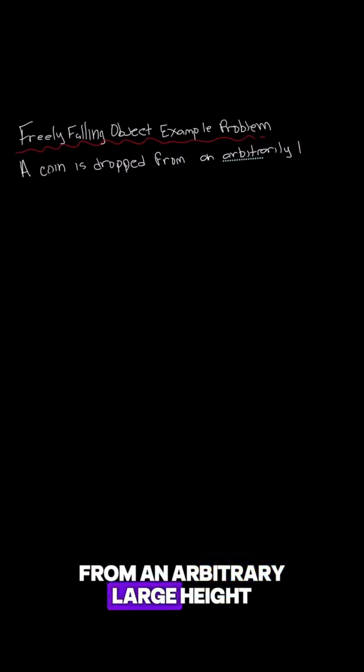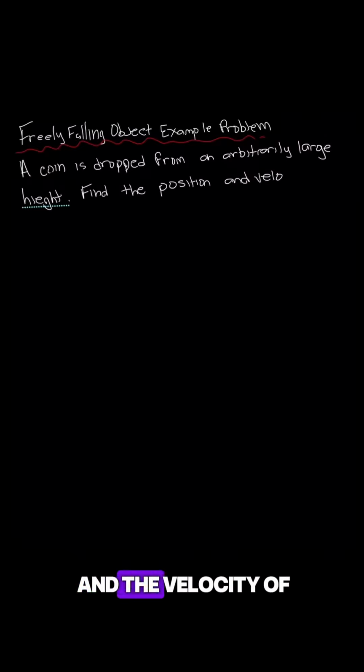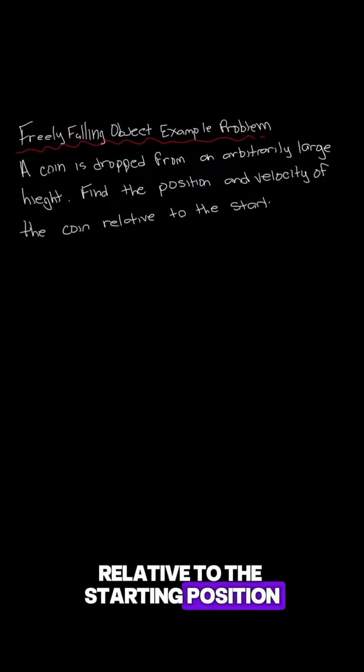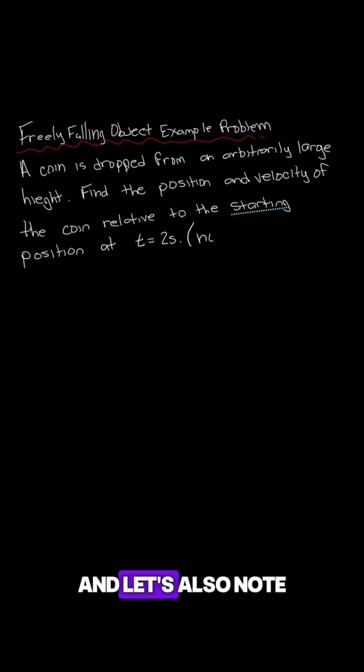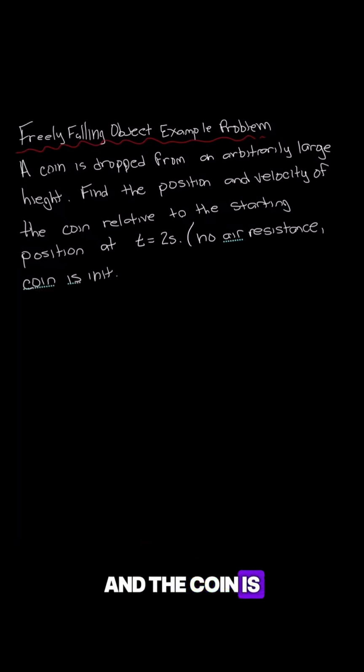Alright, today we're going to be looking at a freely falling object word problem. Let's say a coin is dropped from an arbitrarily large height, and they want us to find the position and the velocity of the coin relative to the starting position at time equals 2 seconds. Let's also note that there's no air resistance and the coin is initially at rest.